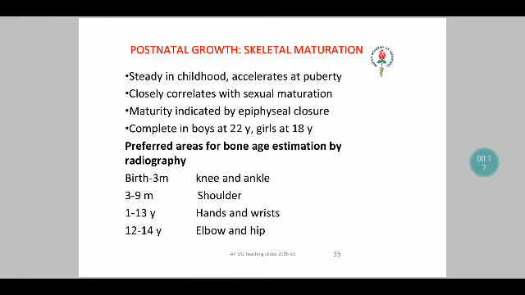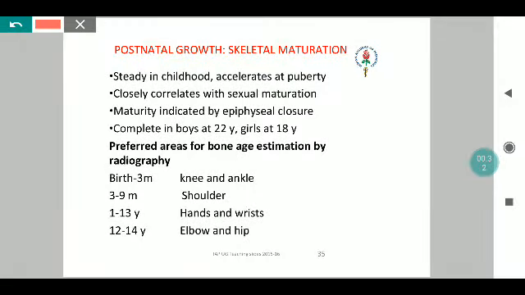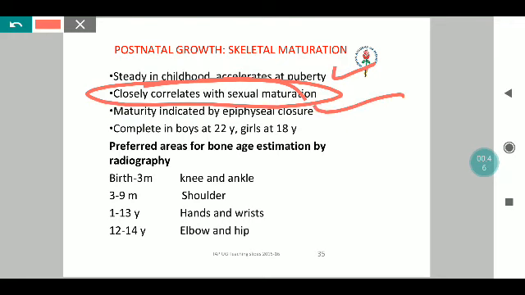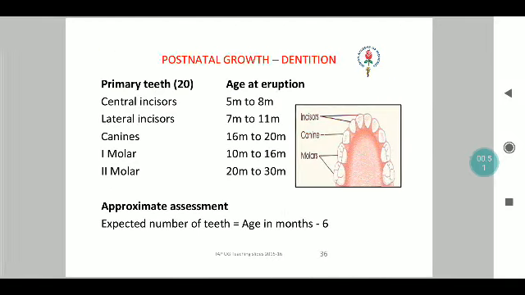For skeletal maturation, if you consider it in detail, the preferred estimation is done at the knee and ankle between birth to 3 months of age, at the shoulder from 3 to 9 months of age, the wrist and hand from 1 to 13 years, which is the ideal place to check for the carpal bones, and the elbow and hip between 12 to 14 years of age. It is important to remember that there is a steady growth which accelerates during puberty, and this correlates closely with sexual maturation. This maturity is often indicated by the epiphyseal closure, and complete skeletal maturation occurs at 22 years in boys and 18 years in girls.